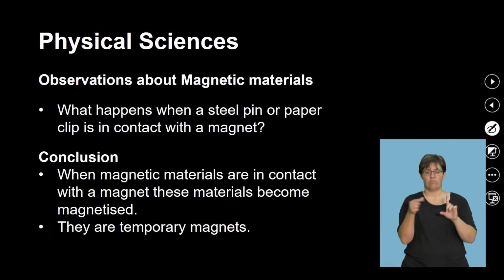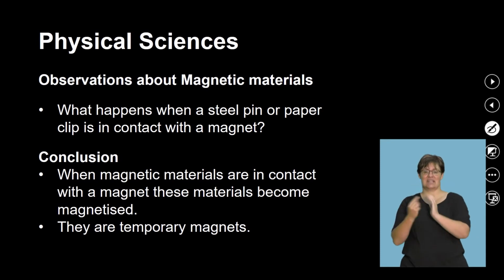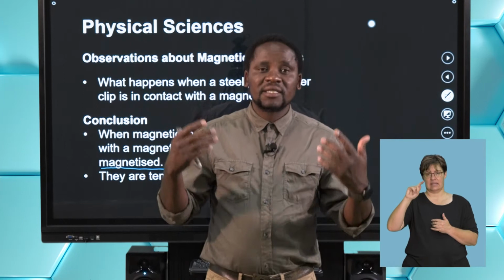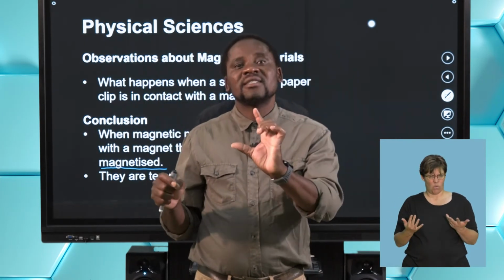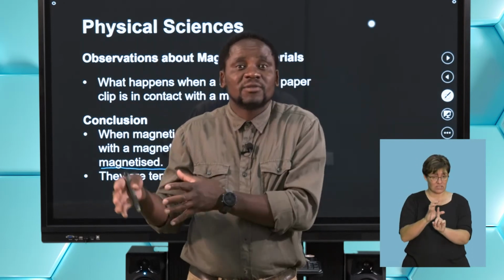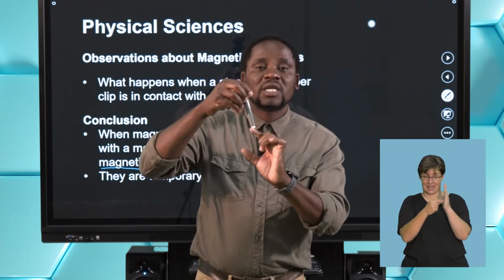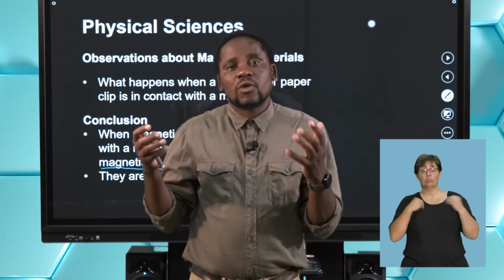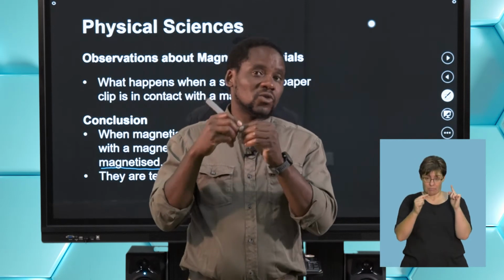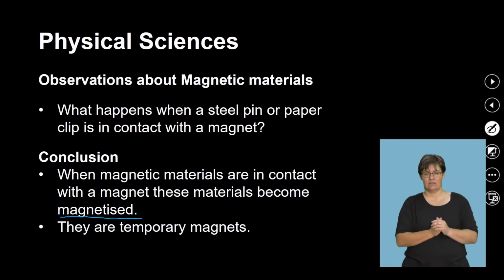So what happens when a steel pin or paper clips is in contact with a magnet? When magnetic materials are in contact with a magnet, these materials actually become magnetized. So the question is, let's put it in a different way. How do we magnetize a magnetic material? And what do we mean by that? If we are magnetizing a magnetic material, we want that magnetic material to behave as a magnet, not only to experience a magnetic force, right? So the moment that magnetic material is in contact with a magnet, it becomes a magnet. But that magnetic property would only exist until such time it is in contact with the magnet. While there is no contact, it ceases to be a magnet, which is why we would describe it as a temporary magnet, okay? So that's the magnetization.